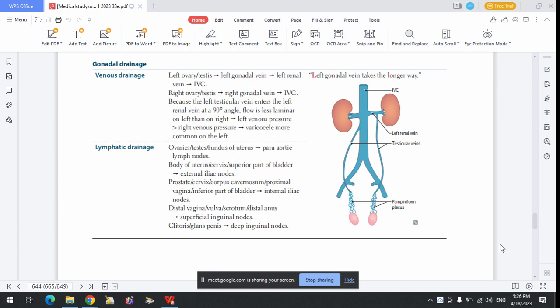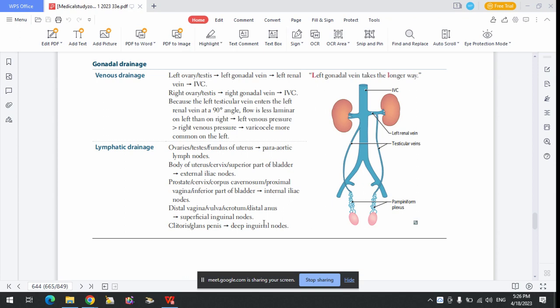Then internal iliac is the one that drains the remaining part, all your proximal structures: proximal anal canal, proximal vagina, inferior aspect of the bladder, because the superior aspect of the bladder is already taken care of by external iliac. So the inferior aspect of the bladder is internal iliac. Then the prostate, cervix and the erectile tissue of the male, which is your corpus cavernosum, come from internal iliac. Internal iliac is the one that is hardest to know. The other ones are easy.